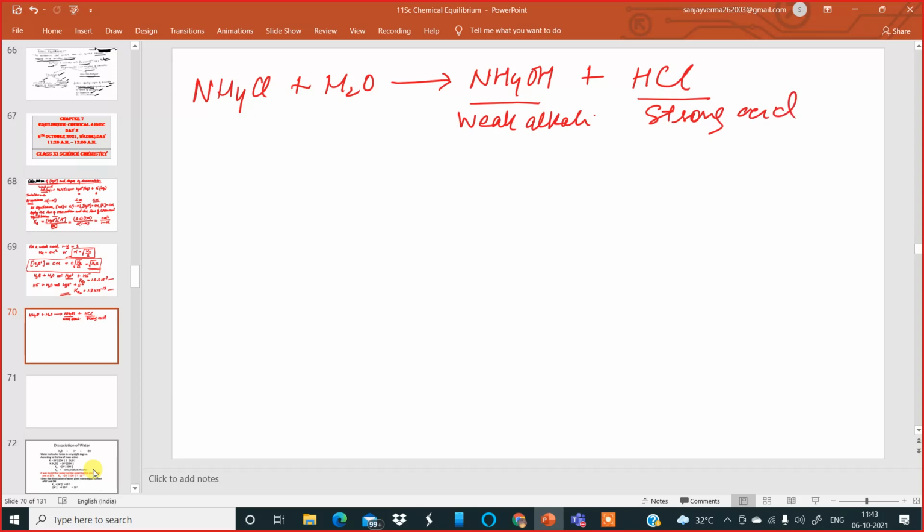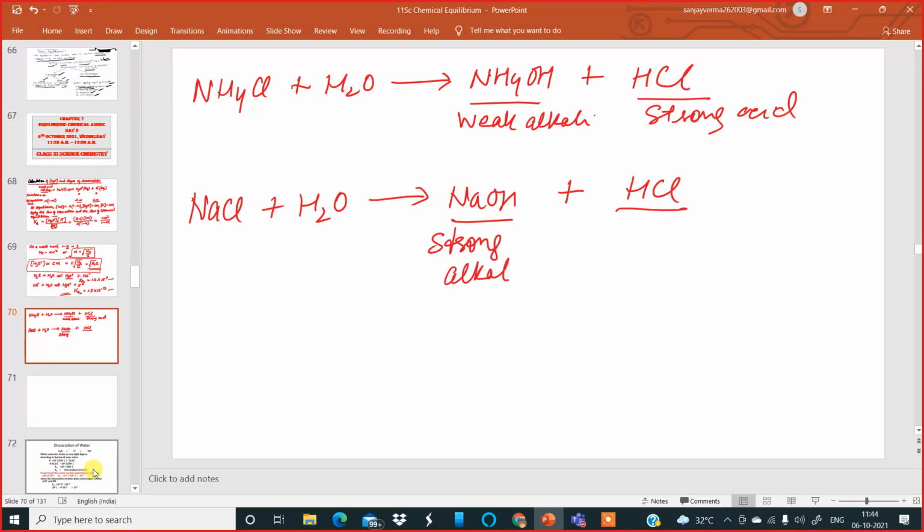So by the method of salt hydrolysis, we can come to know whether the salt contains a weak acid or a weak alkali, or a strong acid or a strong alkali. Let us do one more example. If I take sodium chloride salt and put it in water, it is going to produce sodium hydroxide and hydrochloric acid. Look at this very carefully: sodium hydroxide is a strong alkali, and hydrochloric acid is a strong acid. This is all about hydrolysis of salts. It is a reaction in which a salt reacts with water to form a base and an acid, giving a solution which is acidic, alkaline, or neutral in nature.